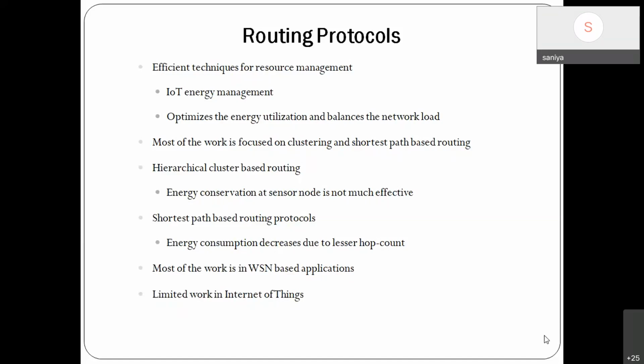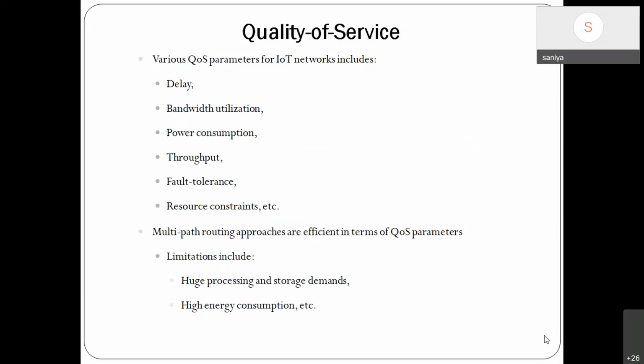Now most of the work is focused on clustering and shortest path based routing. Clustering, I have already told you. Then coming to shortest path based routing, obviously these algorithms will focus on decreasing the energy consumption because there are lesser hop counts now. If there are fewer hops and less distance to travel, the energy consumption will be decreased. There won't be more energy consumption. As a result, the network lifetime will be more. So most of the papers on this routing protocol are again on WSN based applications, and very limited work is on IoT.